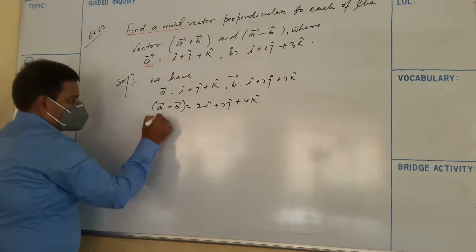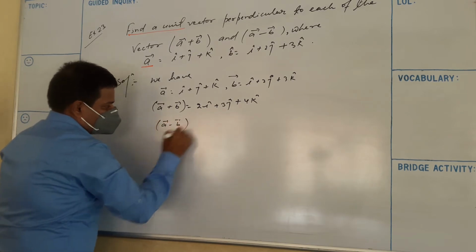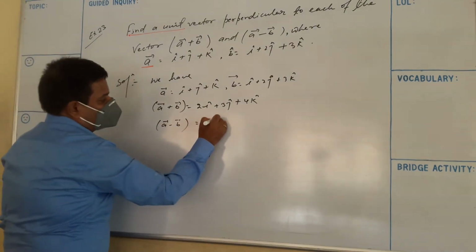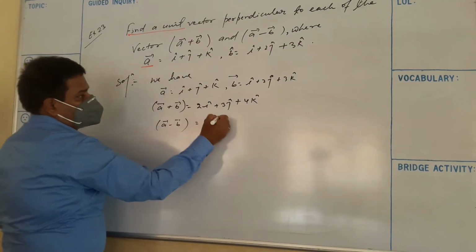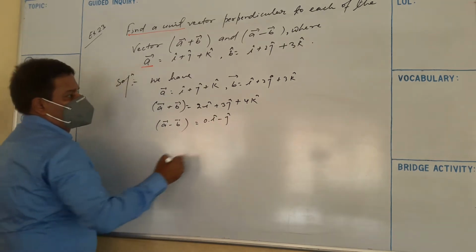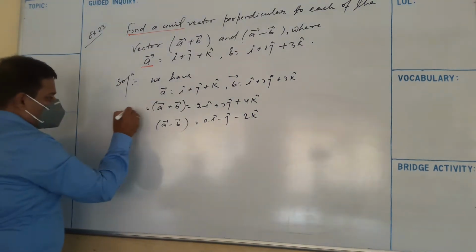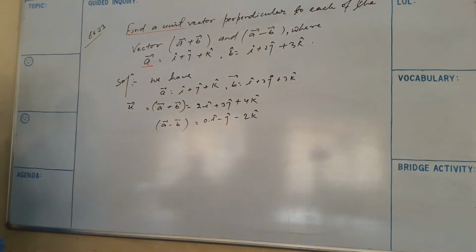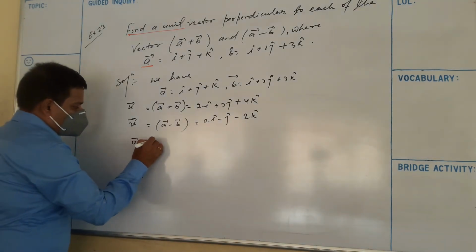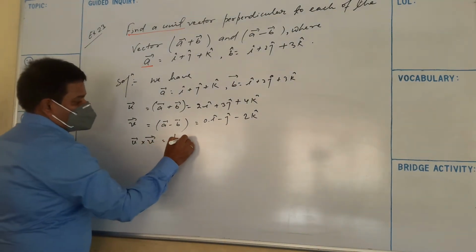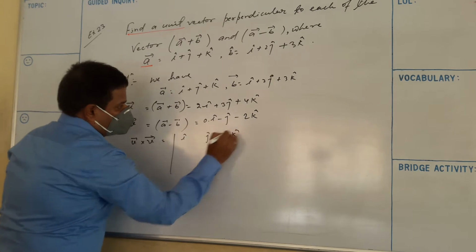Now find vector a minus vector b. So a minus b is 0i, then minus j, minus 2k. Clear? Suppose this is vector u and this is vector v. So vector u cross vector v. You can write it in component form, with i, j and k.